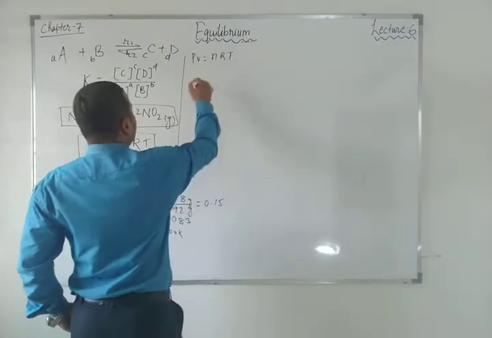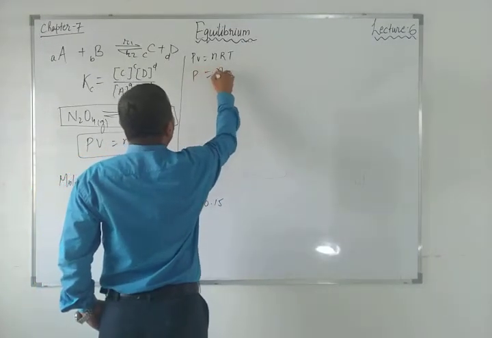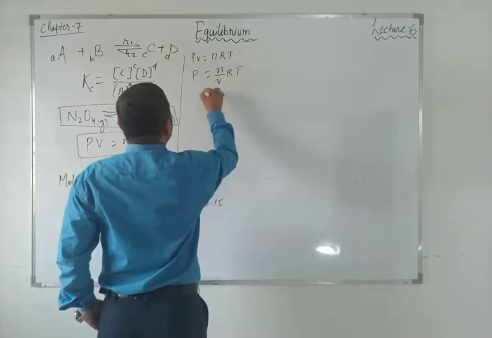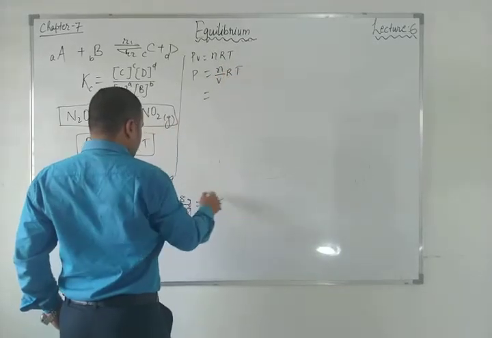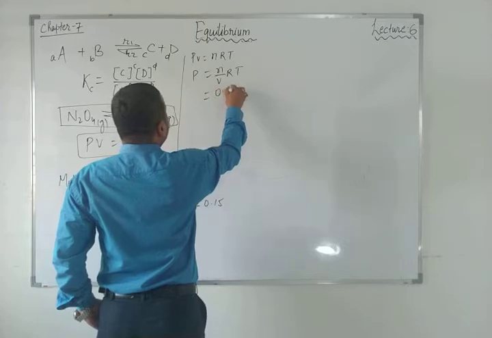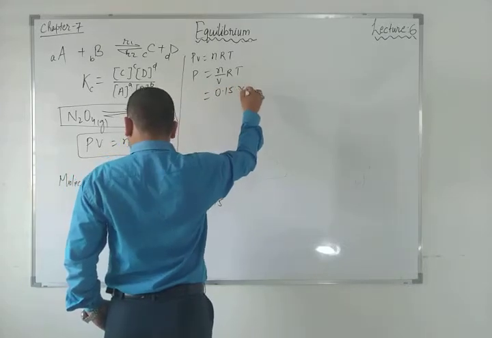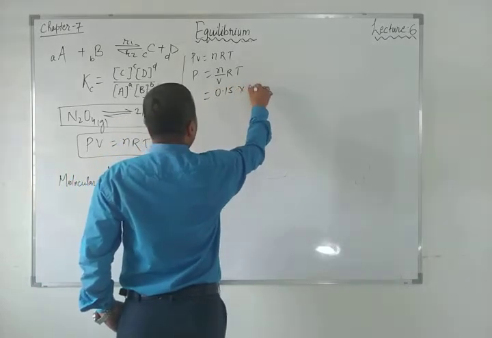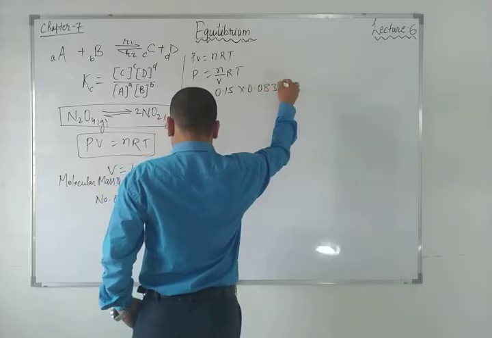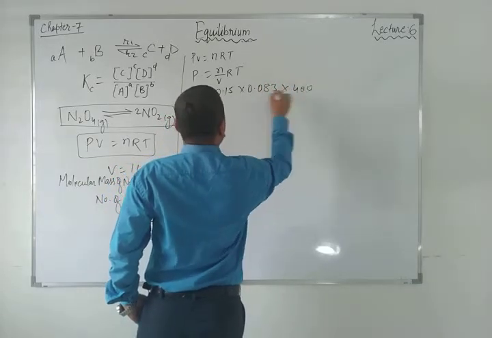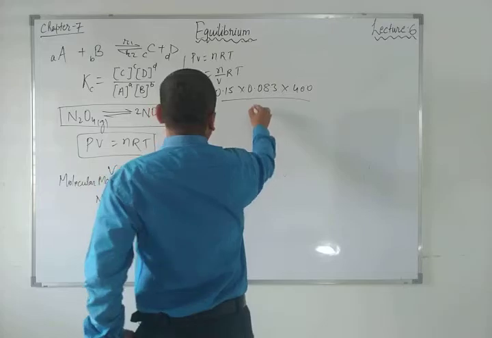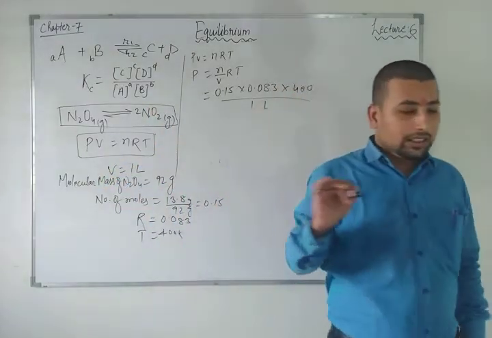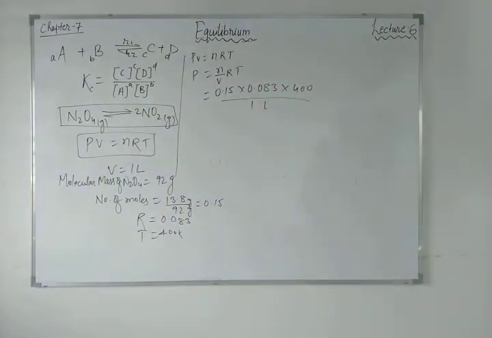Is it okay? Yeah. So you know very well, P is equal to n by V times RT. n is given how many moles? 0.15. R value is 0.083. And temperature is 400 Kelvin. And if I talk about volume, it is 1 liter. Right? Is it right? Yes or no? Just tell me. Yes, it's right.